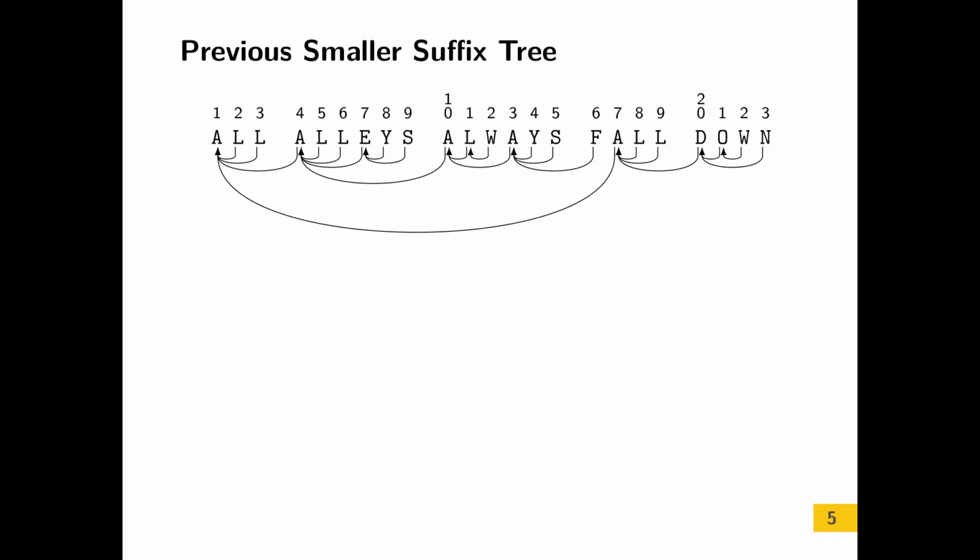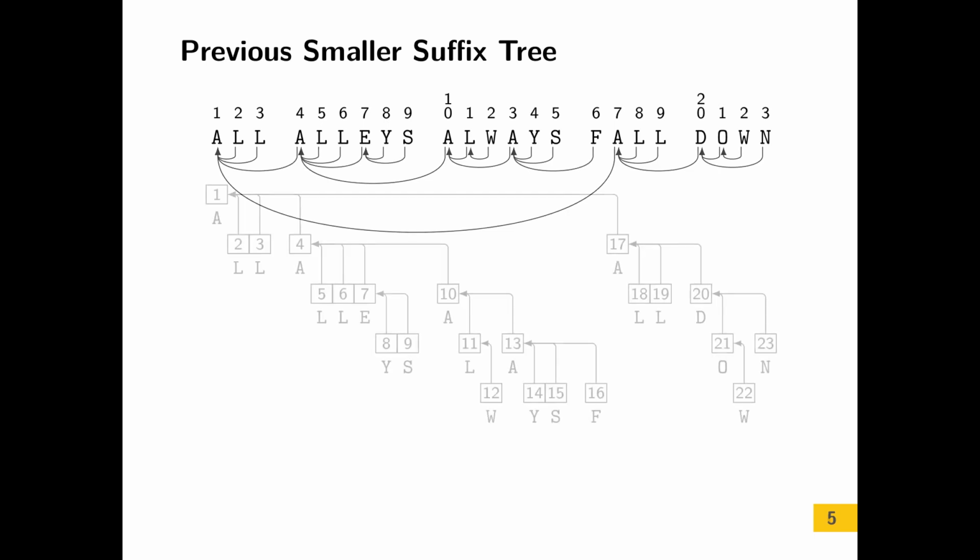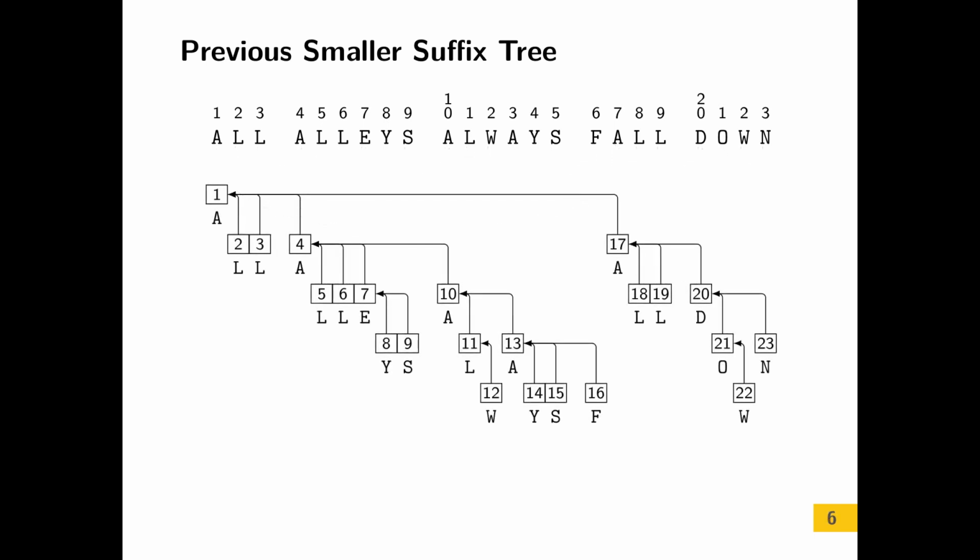Note that we only obtain a tree if the suffix at position 1 is lexicographically smaller than all other suffixes. Otherwise, some positions may not have a previous smaller suffix, and we obtain a forest instead. In such cases, we simply add an artificial root node in order to obtain a tree. Here you can see the so-called previous smaller suffix tree drawn in a more conventional layout.